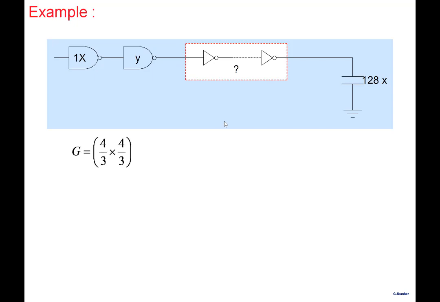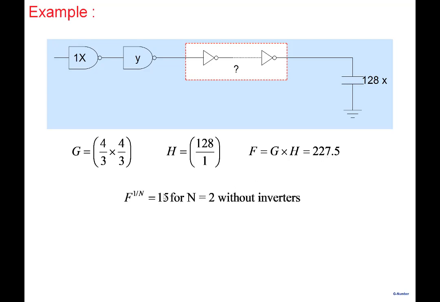So the method is to find G. G of a NAND gate is 4/3, and I have only two gates, so G is 4/3 times 4/3. H is 128x over a 1x input, so 128. F is equal to G times H, the total path effort. F to the power 1/n, where n is 2, comes to 15 for n equal to 2 without inverters.